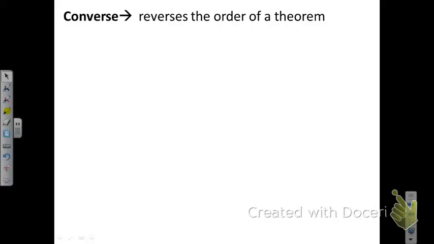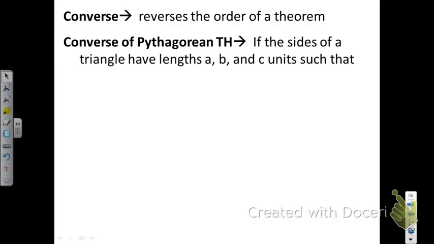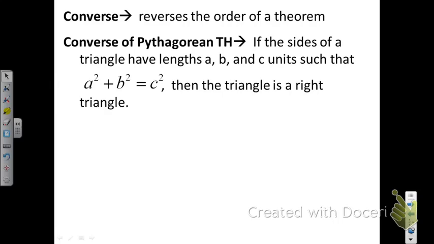Okay, so after we talk about that converse, we do what's called the converse of the Pythagorean theorem. And I think you have this written down, right? It says, if the sides of a triangle have lengths A, B, and C units such that A squared plus B squared equals C squared, then the triangle is a right triangle.